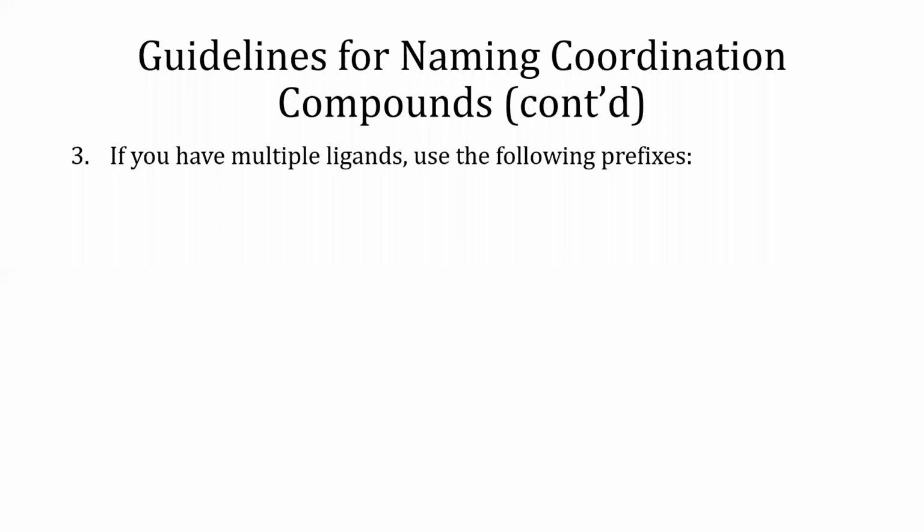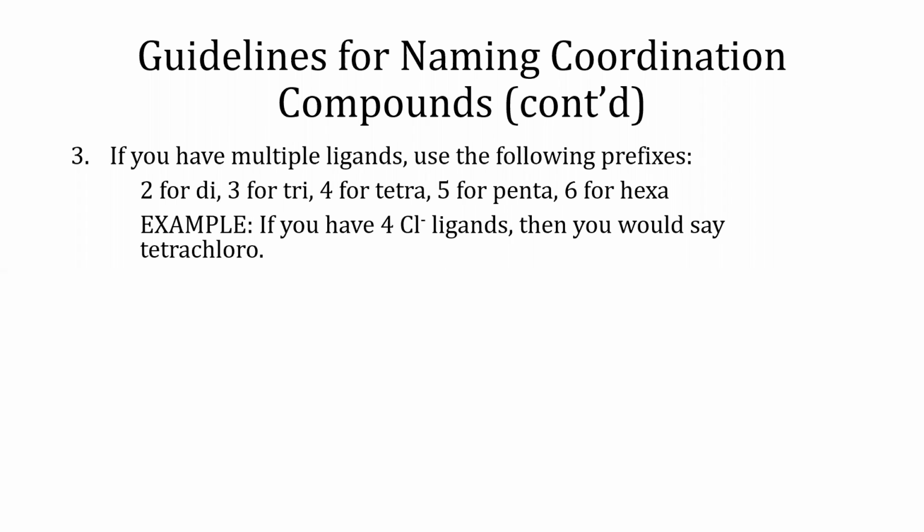3. If you have multiple ligands, use the following prefixes. 2 for di, 3 for tri, 4 for tetra, 5 for penta, 6 for hexa. An example is if you have 4 Cl- ligands, then you would say tetrachloro.